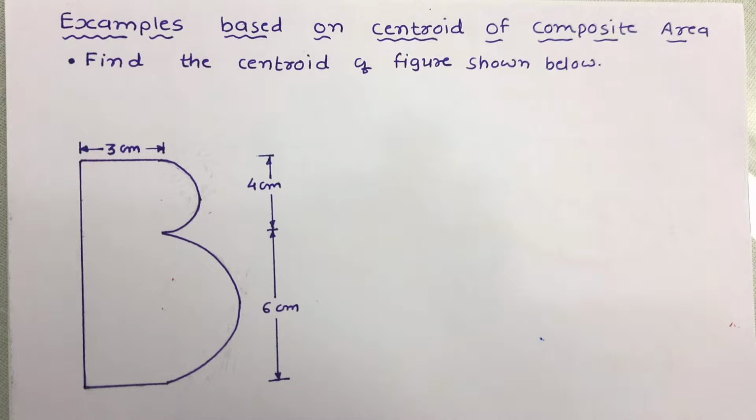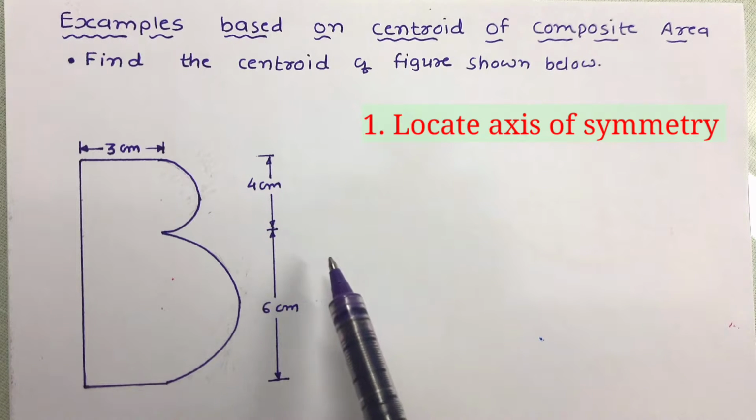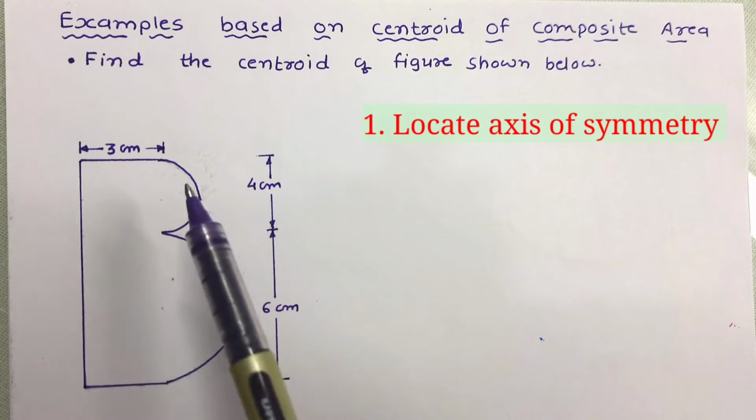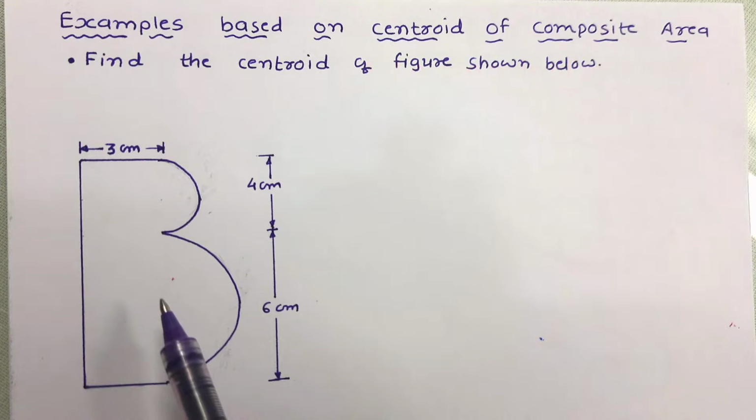Following the steps, the first step to solve such a problem is to decide whether any axis of symmetry is there or not. Looking at the figure, we can say there is no axis of symmetry in this figure. So we need to work out x bar and y bar both. If an axis of symmetry is available, then we don't need to work out one of the centroidal distances. So here we need to work out x bar and y bar both.